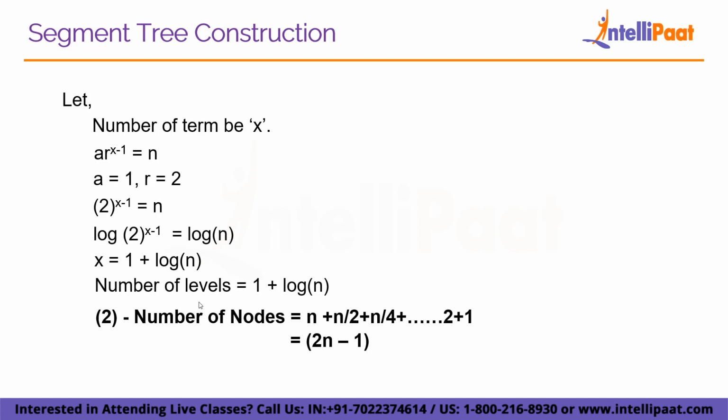So this is the height of the segment tree. And the number of nodes is equal to the sum of the GP. After solving, we get the number of nodes equal to 2n minus 1. If the number of elements is odd, then the levels and the number of nodes increase. So for safety, we make the segment tree of size 4n.